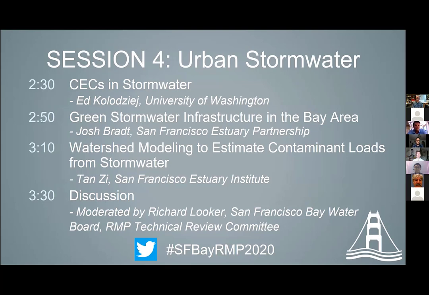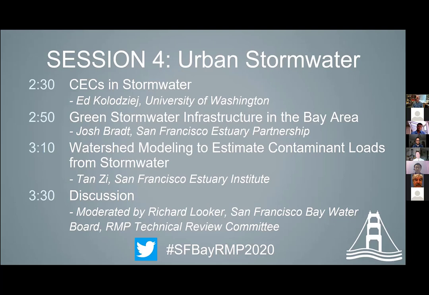For this last session, we are going to turn our attention to urban stormwater, particularly how urban stormwater impacts water quality and how we can mitigate these impacts through the use of green stormwater infrastructure, which is often shortened to its acronym GSI. Urban stormwater, as most of you know, is a major pathway by which contaminants reach receiving waters everywhere in the world, including San Francisco Bay. And accordingly, for more than two decades, a lot of RMP resources have been devoted to identifying contaminants in urban stormwater, how these contaminants are transported from watersheds to receiving waters, and the biological effects they cause once they arrive.